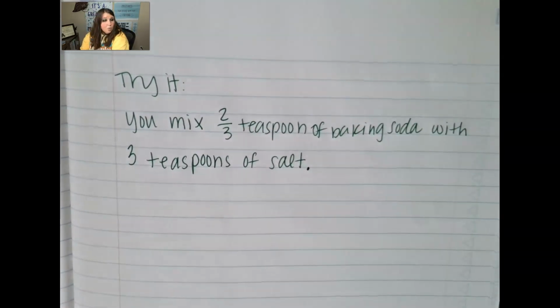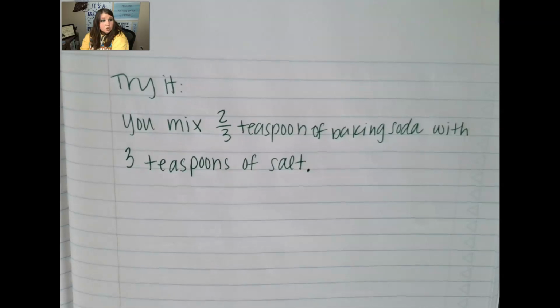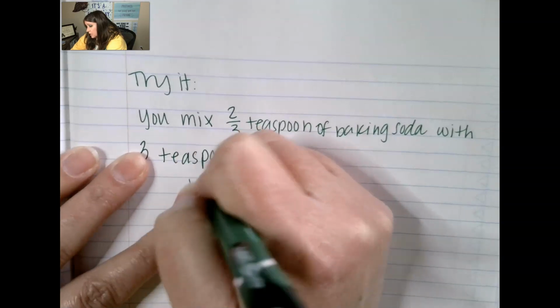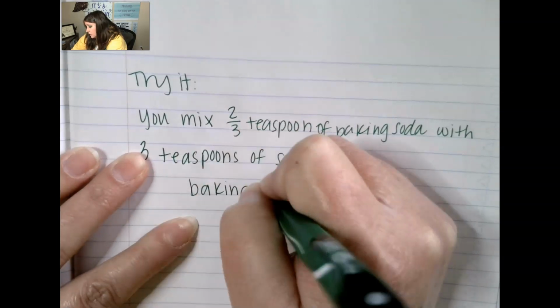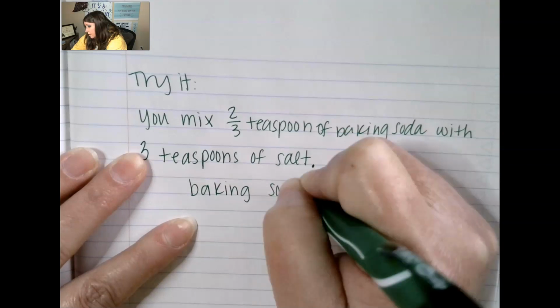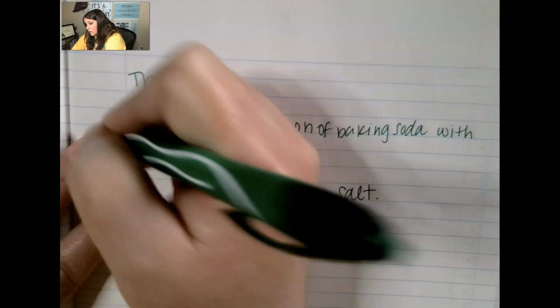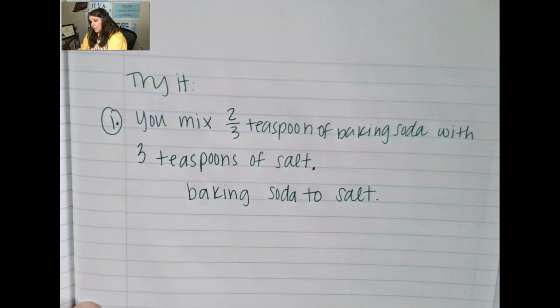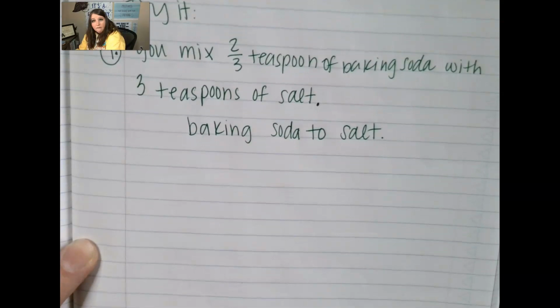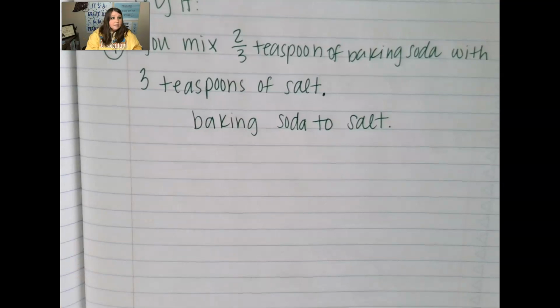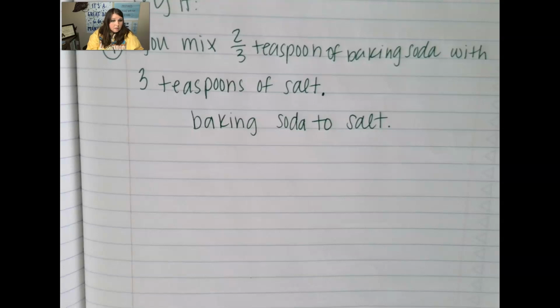And they want you to find and interpret the ratio of baking soda to salt. So baking soda to salt. Okay, that's the first one. So number 1, you're finding and interpreting the ratio of baking soda to salt. And let's get you your second one. Let me pause real quick and find your second one because it's not here.